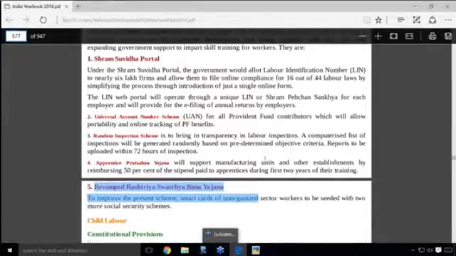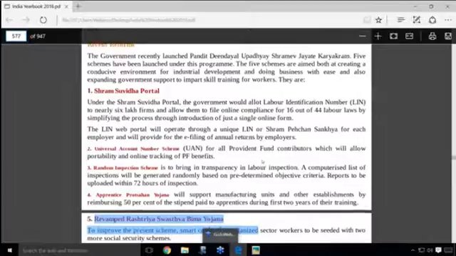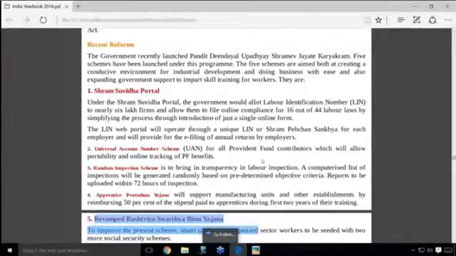So what are the 5 schemes which are part of the Deen Dayal Upadhyaya Shramev Jayate Karyakram? It is these 5. So from a mains point of view, it will be important. Prelims, if you can see once, it's enough. If at all a question comes, you just need to look into it once.